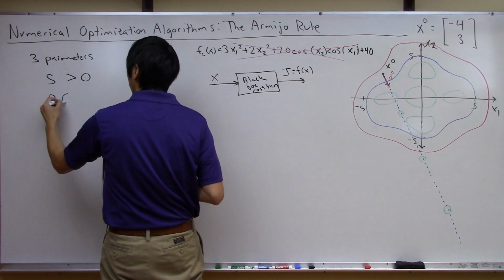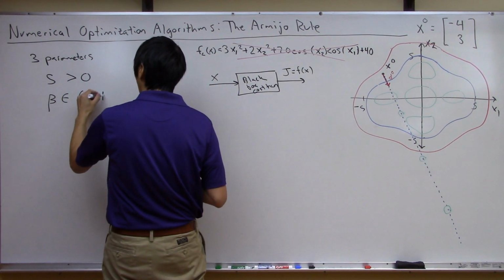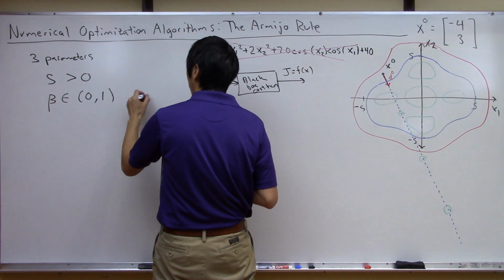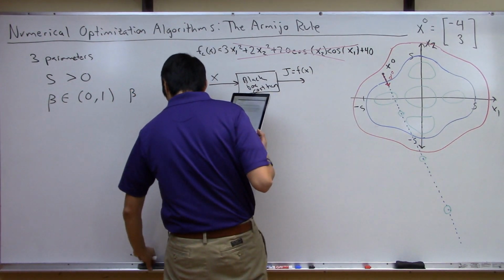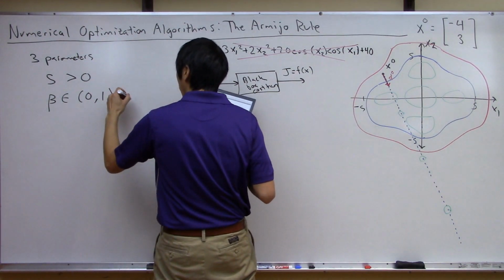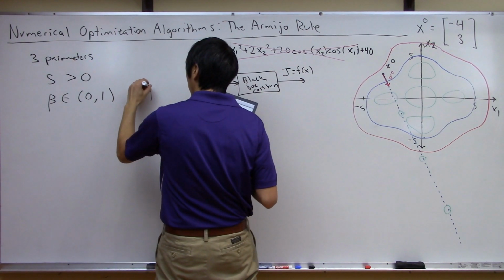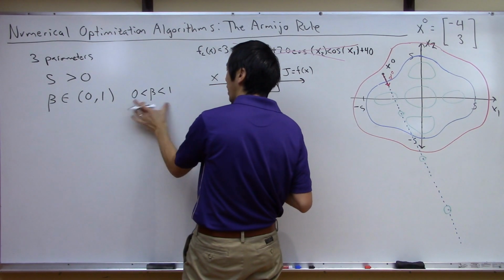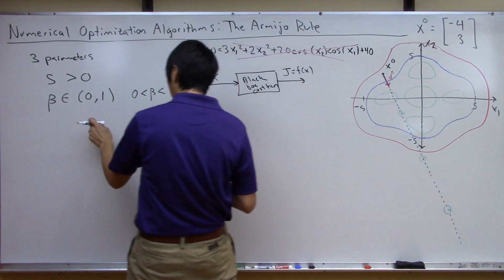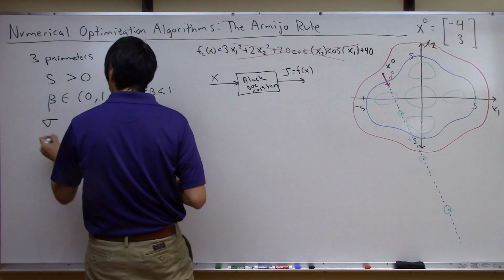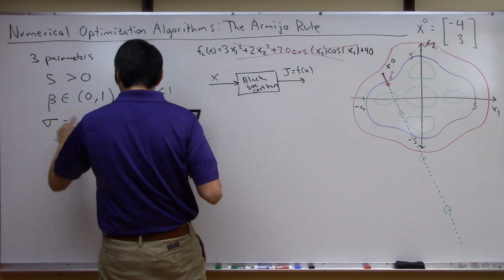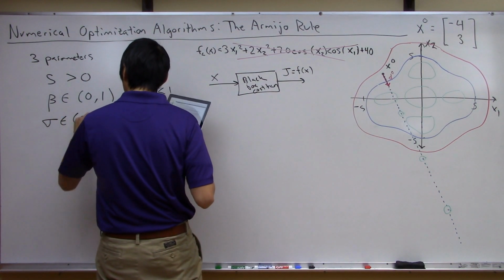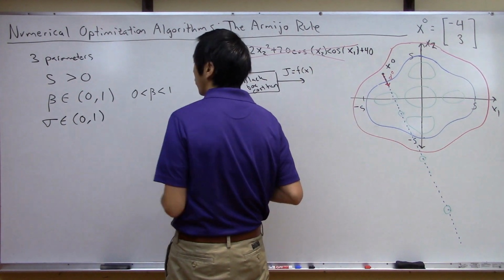And the restriction of this is beta needs to be in the range of 0 to 1 exclusive, right? So in other words, beta has to be strictly greater than 0 and strictly less than 1. You can't have a beta of 0 and you can't have a beta of 1, but anything in between is fine, okay? And then finally, you have another parameter known as sigma, okay? And same thing, sigma needs to be in the range of 0 to 1 exclusive as well, okay? So that's the idea. It's these parameters, okay?